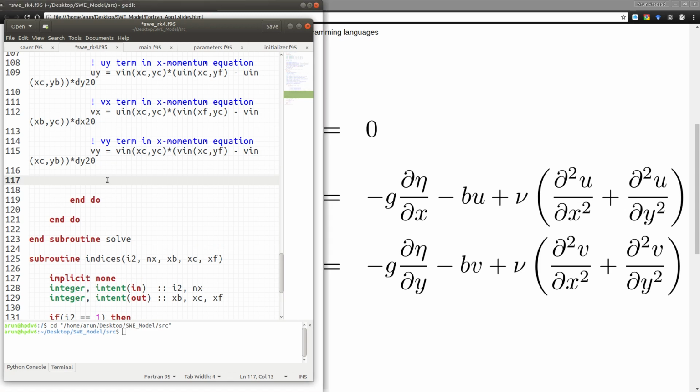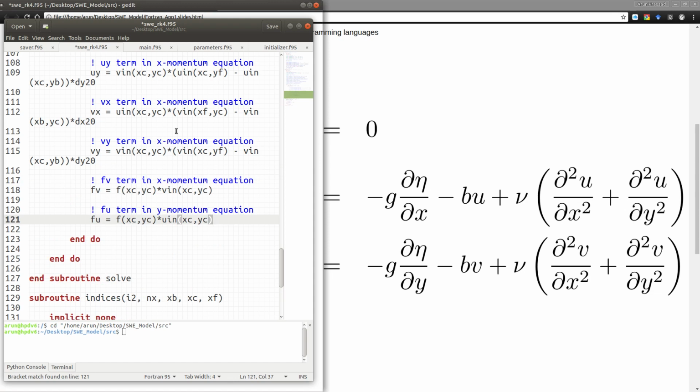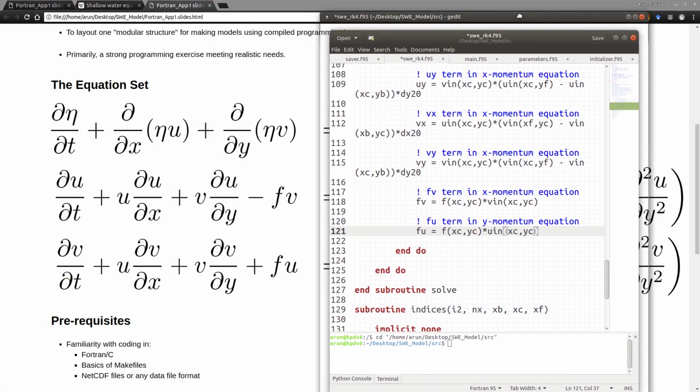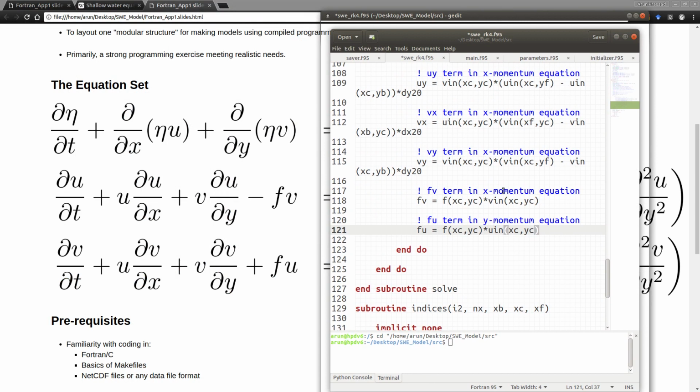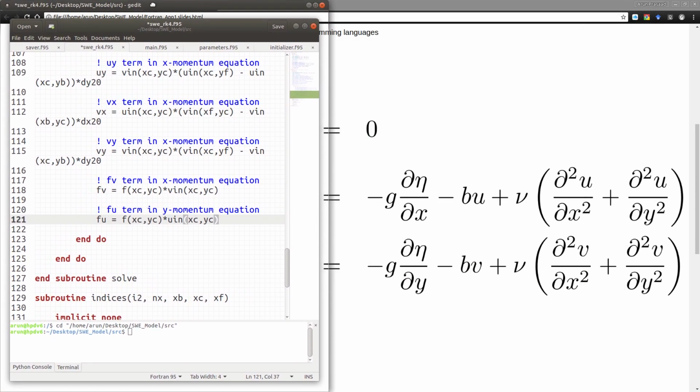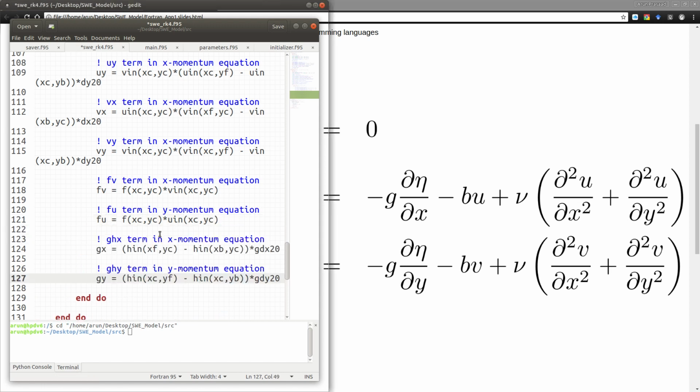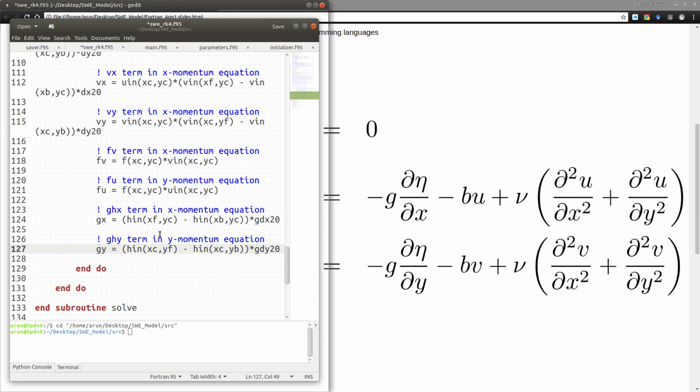So these are our fv term in the x momentum equation. It's fairly simple, just f times v in, and this is our fu term in the y momentum equation, which is f times u in. Fairly simple. Actually one of the simplest in the entire program. And now after this we have to calculate these two terms, which are gx and gy. So let me copy this and paste it over here.